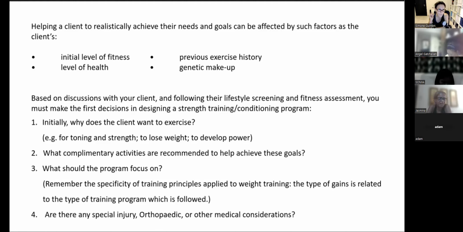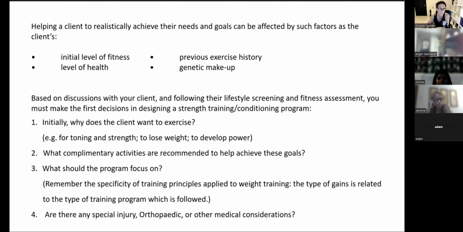There you go. Helping a client to realistically achieve their needs and goals can be affected by, number one, initial level of fitness. You need to make sure that you do fitness tests, and we do the fitness tests together. Level of health, you have to ask them for a pre-screen, exercise history, and also what body type they are, genetic makeup. Okay.